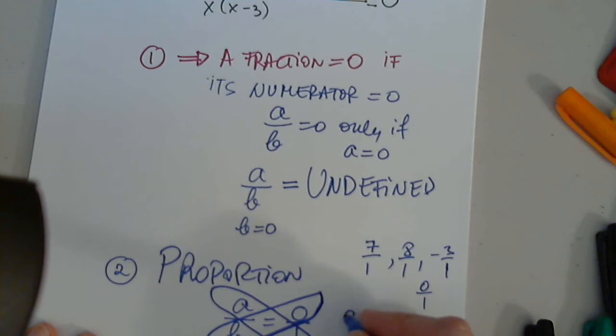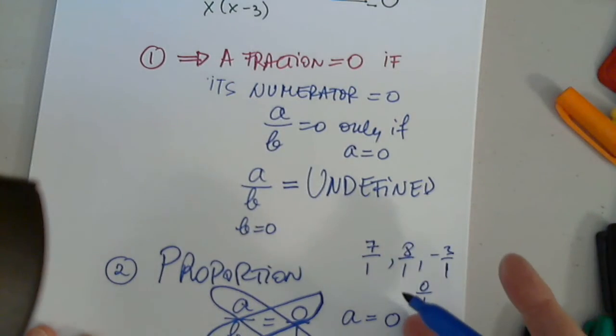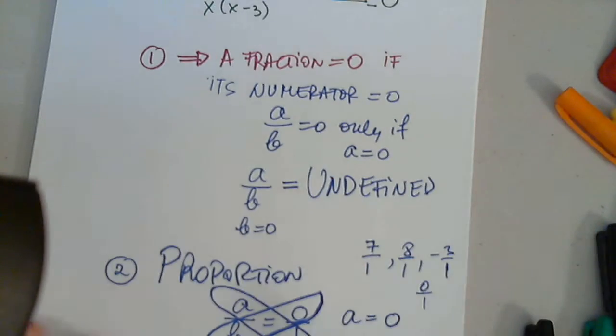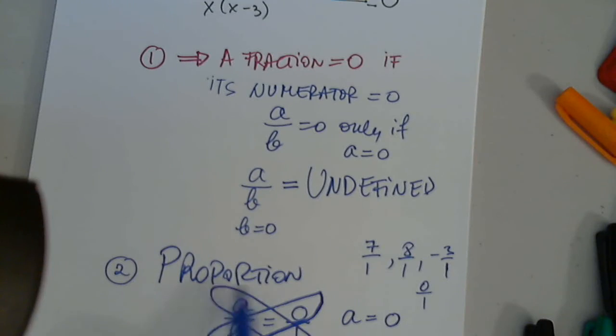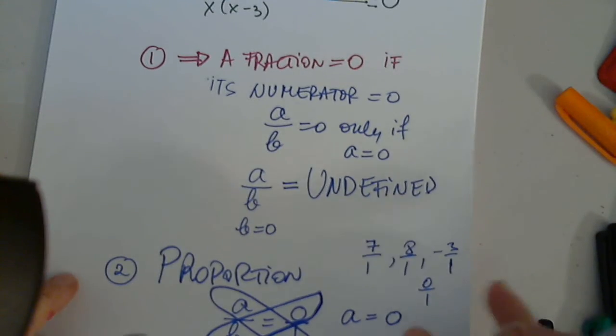A times 1 equals b times 0, which in this case is 0. So we get the exact same thing. If a fraction equals 0, the numerator is 0. So we can think in terms of a proportion as well. It doesn't really matter which one you use. You will get the same answer.